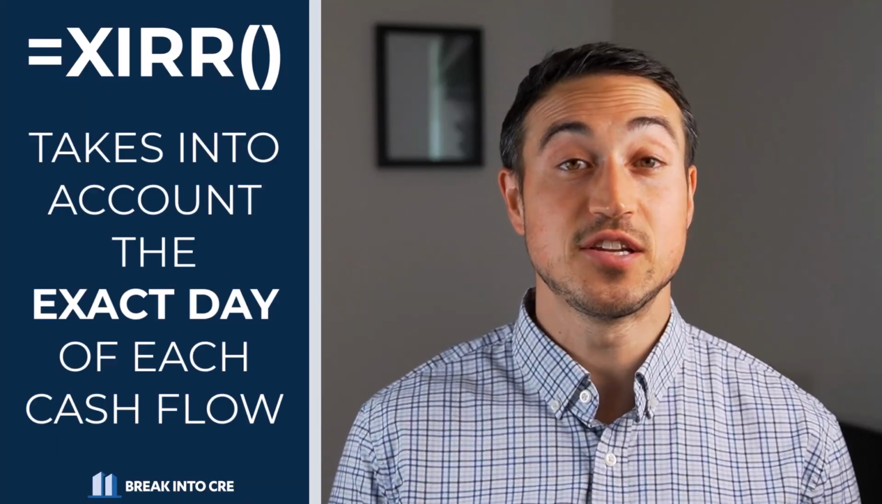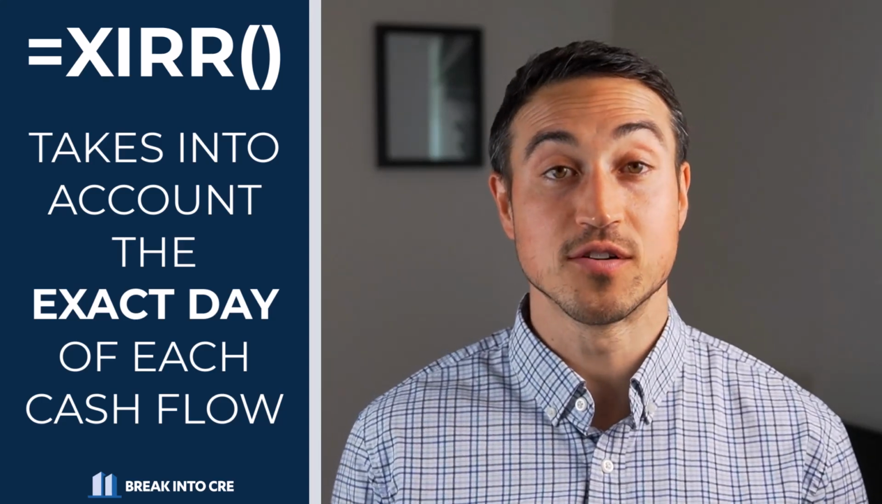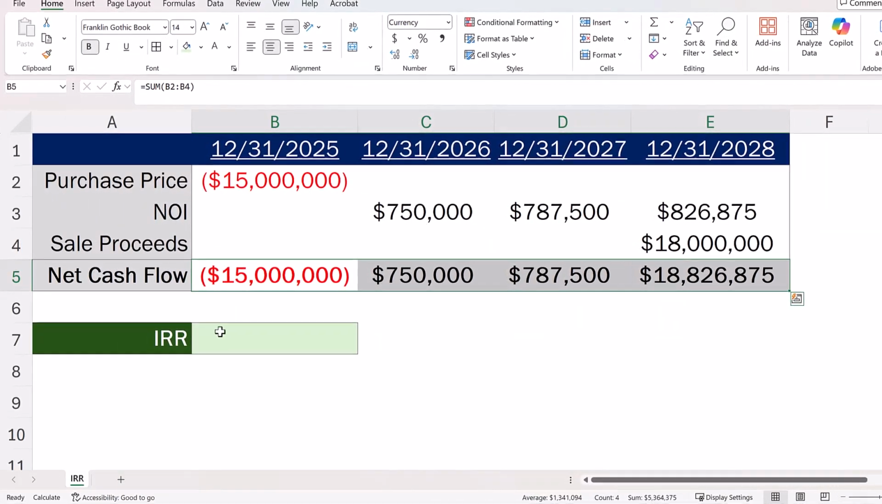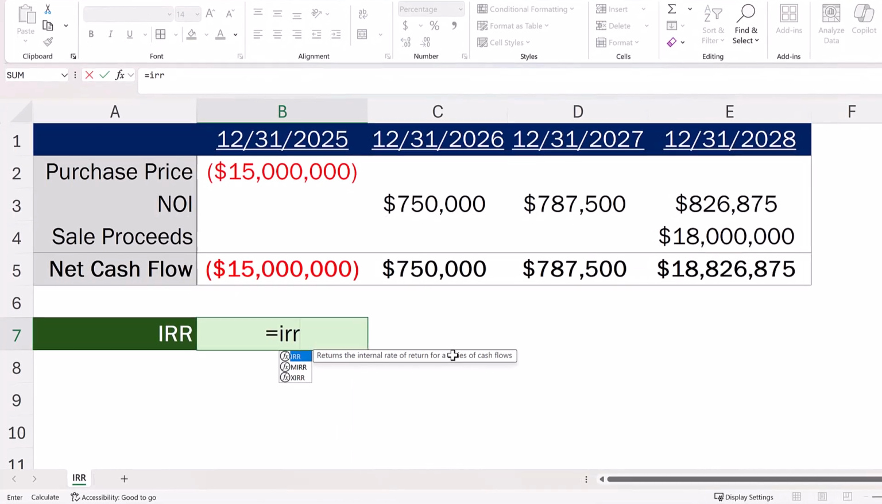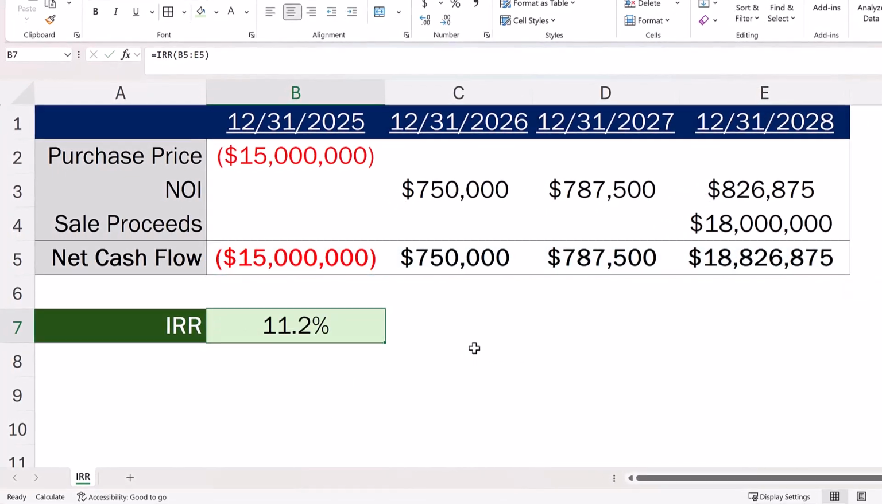If possible, the best practice in the industry is to use the XIRR function, which takes into account the exact day that each cash inflow and outflow occurs. But if you're just modeling out rough annual cash flow projections and you need to put something together quickly, Excel's simple IRR function will also do the trick.